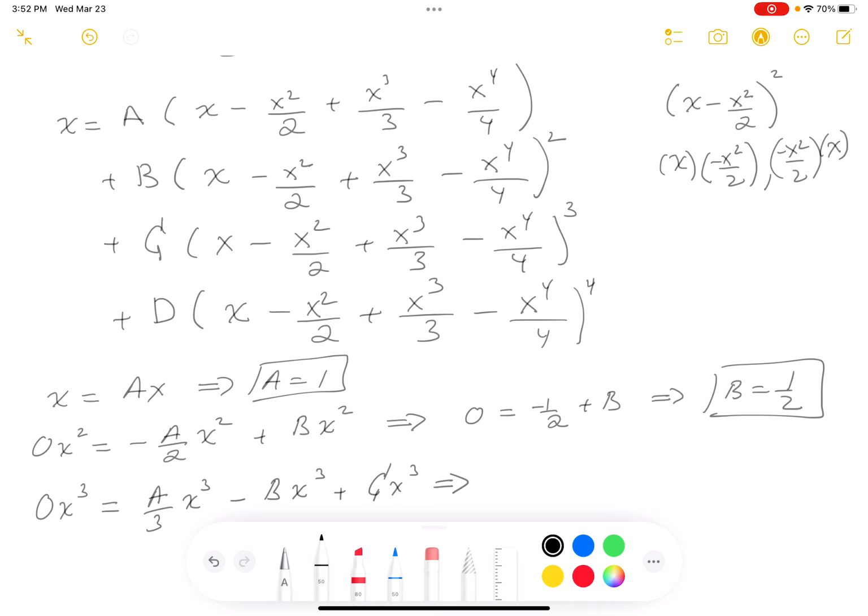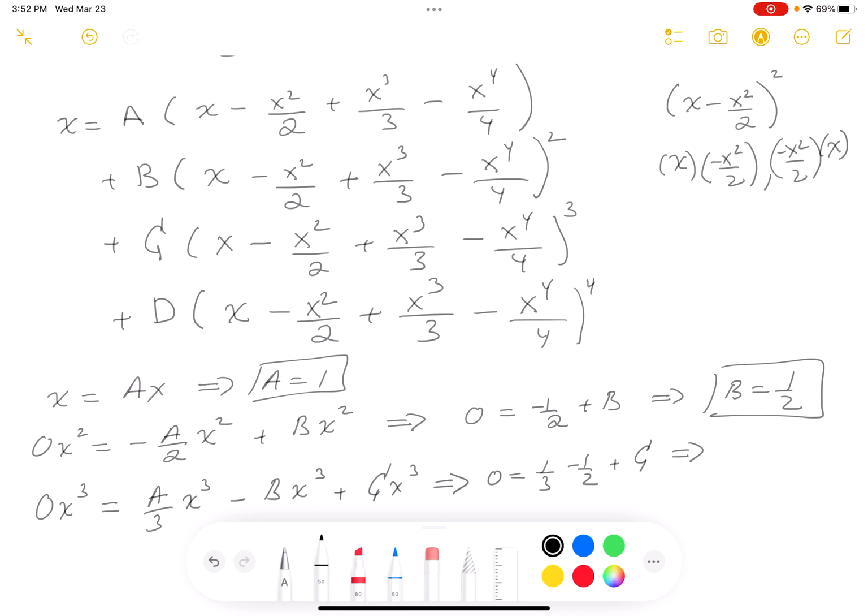Well, yeah, I got to write this down though, don't I? So a is what? A is 1, so it's 1/3. I'm sorry, 0. I'm equating coefficients. 1/3. What's the b? It's 1/2, right? So minus 1/2, and then I get c.